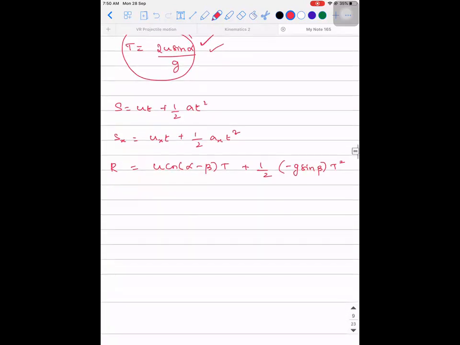So u cos of alpha minus beta into t plus half into minus g sin beta into t square. So this is R. R is equal to u cos of alpha minus beta into, what is the value of t, guys? 2u sin alpha, the whole divided by g, minus g sin beta by 2 into 2u sin alpha divided by g, the whole square.